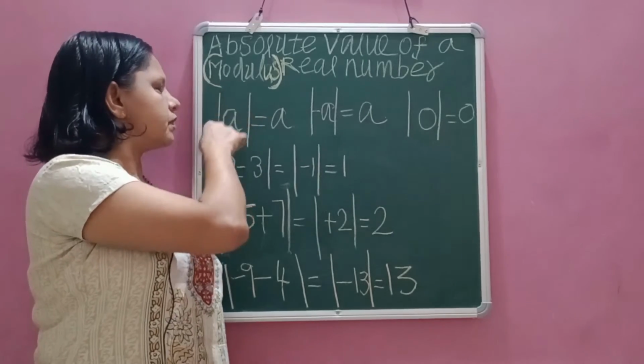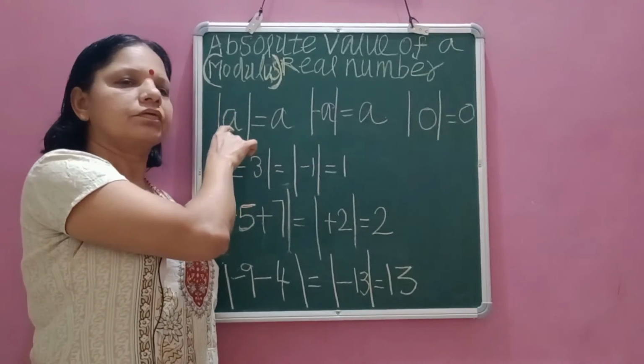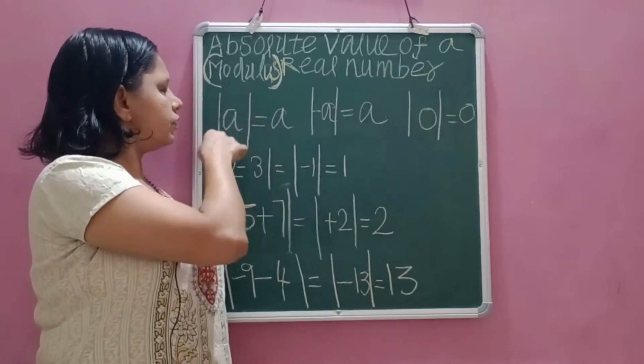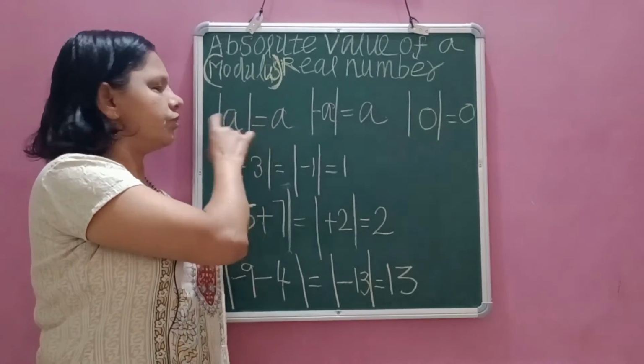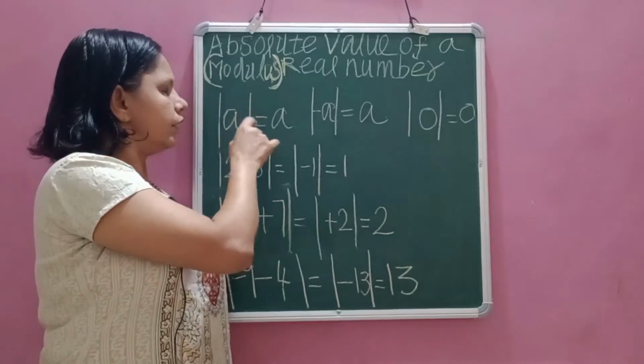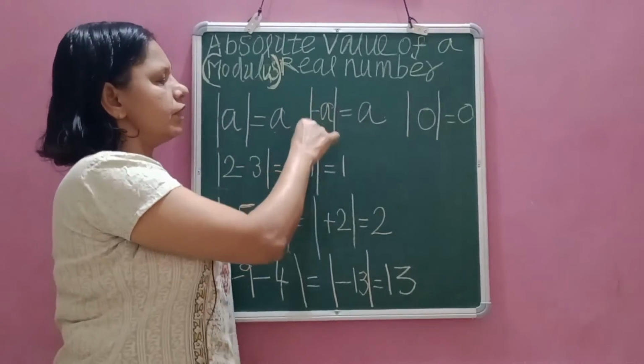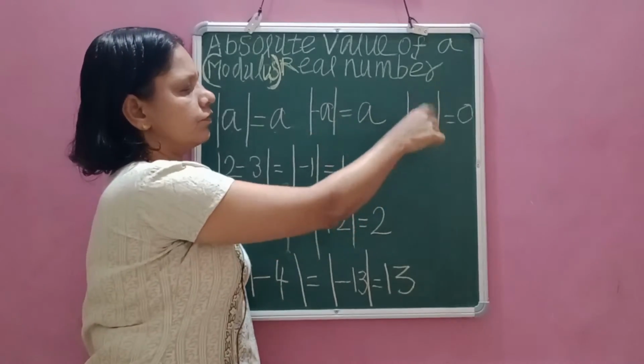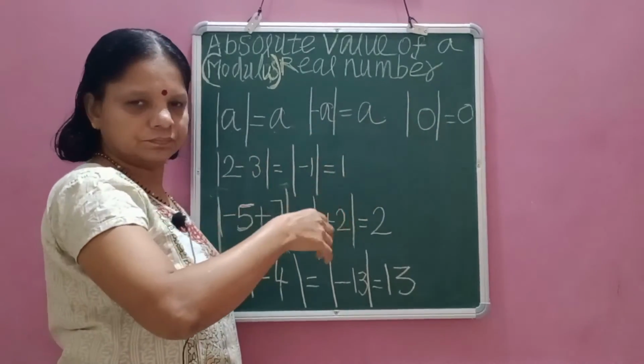This is read as absolute value of A or modulus of A. Absolute value of A is, if no sign means positive, A is A. Absolute value of minus A is A. Absolute value of 0 is 0.